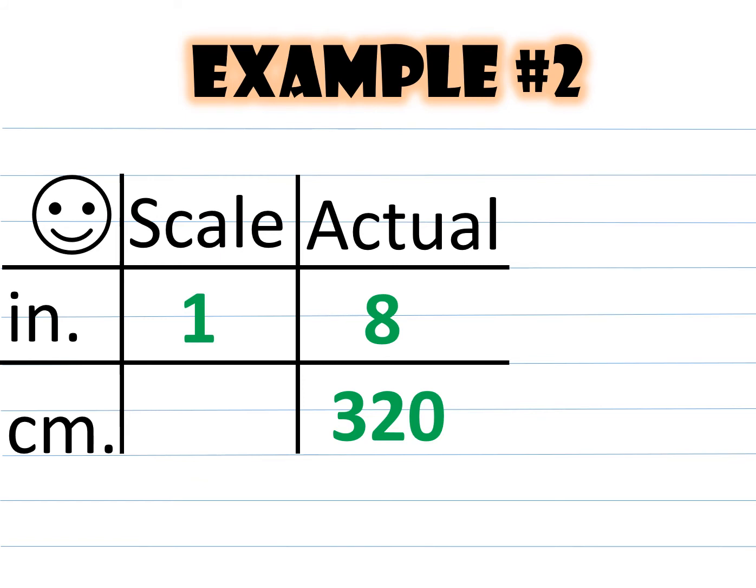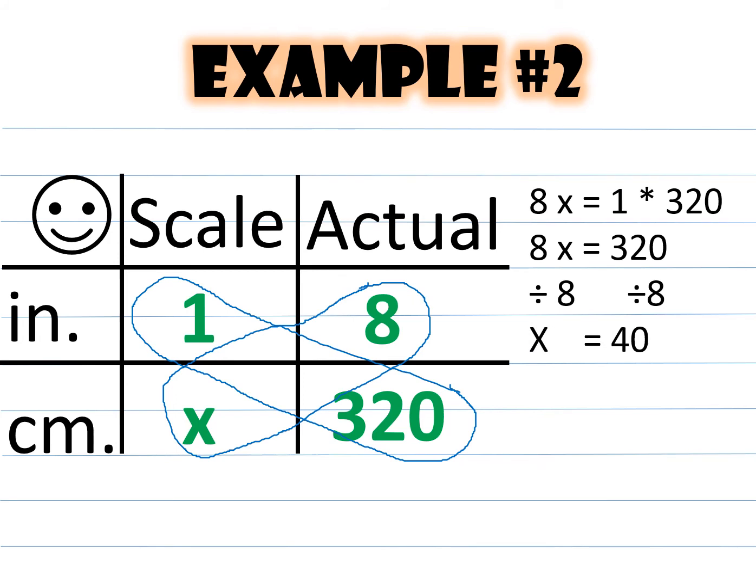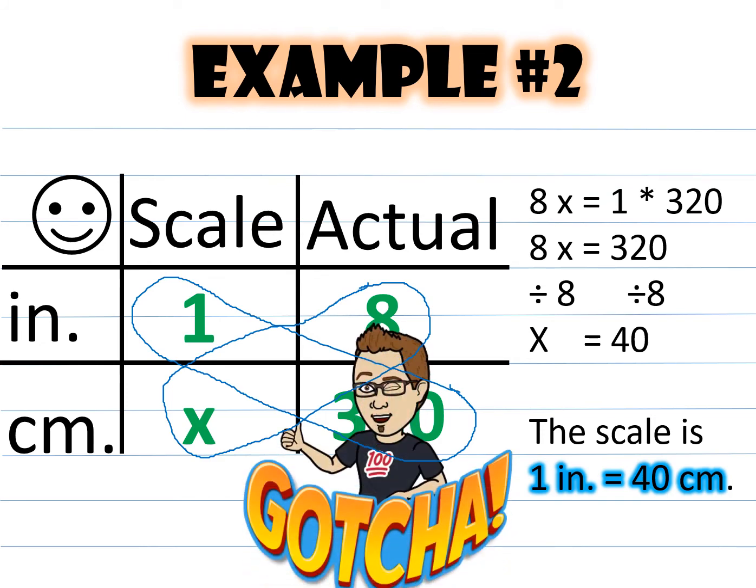And we're trying to figure out what would be 1 inch. Well, if we cross-multiply the 1 times the 320, obviously it would stay itself, it'd be 320, and then we divide it by the coefficient of 8, we end up getting an answer of 40. What does 40 mean? It means that the scale is 1 inch is worth 40 centimeters in real life. Make sense? Gotcha.